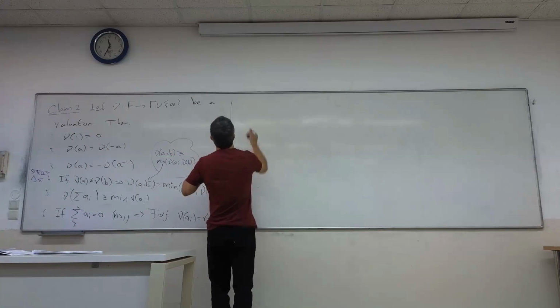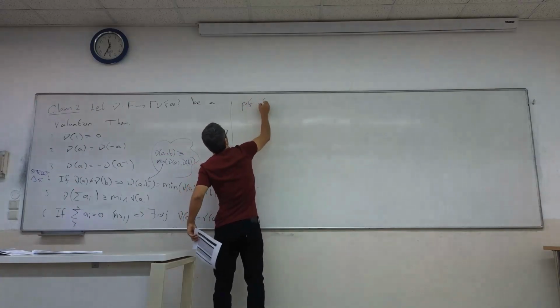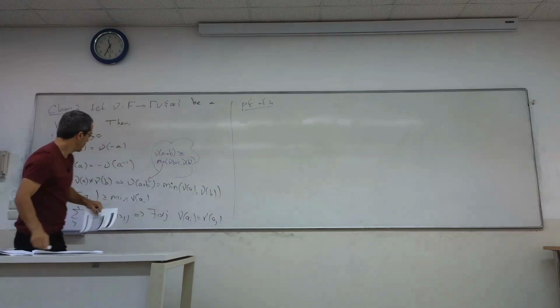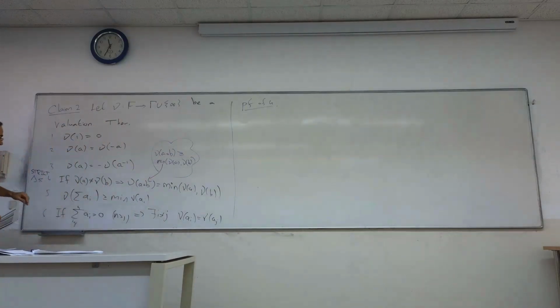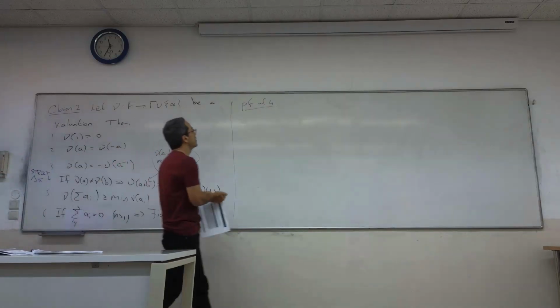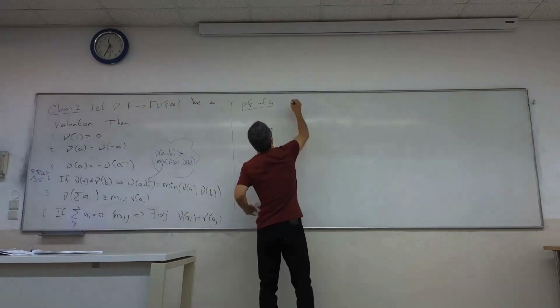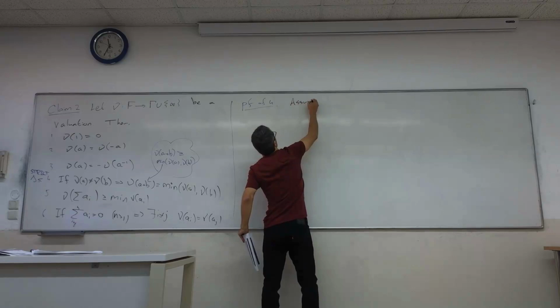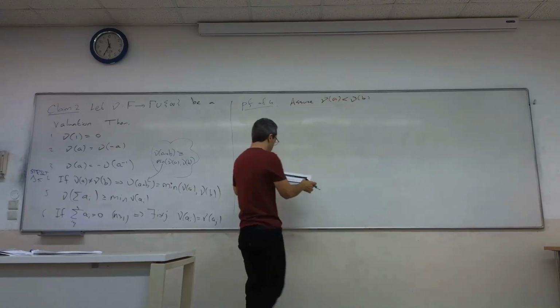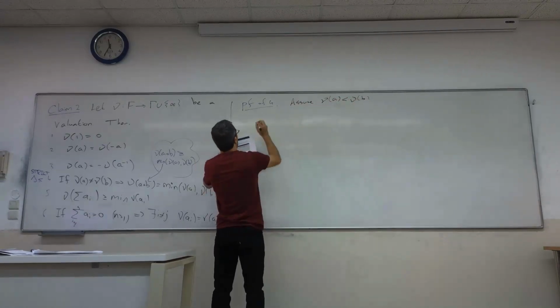So, proof of 4, the strict triangle inequality. They are different valuations, so let's assume, without loss of generality, that this is the smaller one. So assume the valuation on A is strictly smaller than the valuation on B.